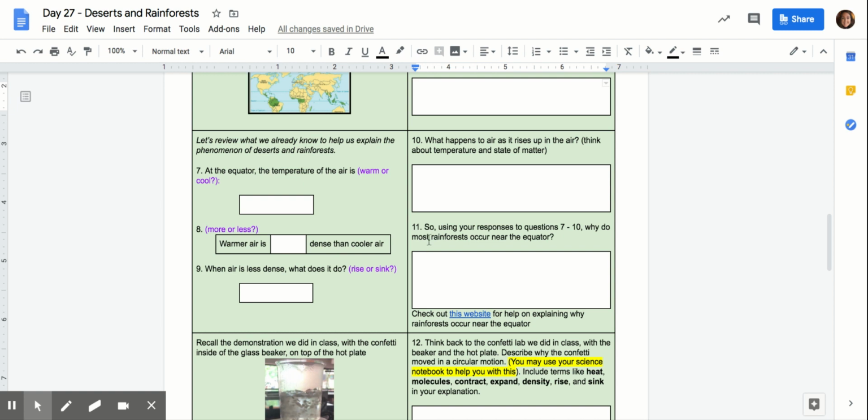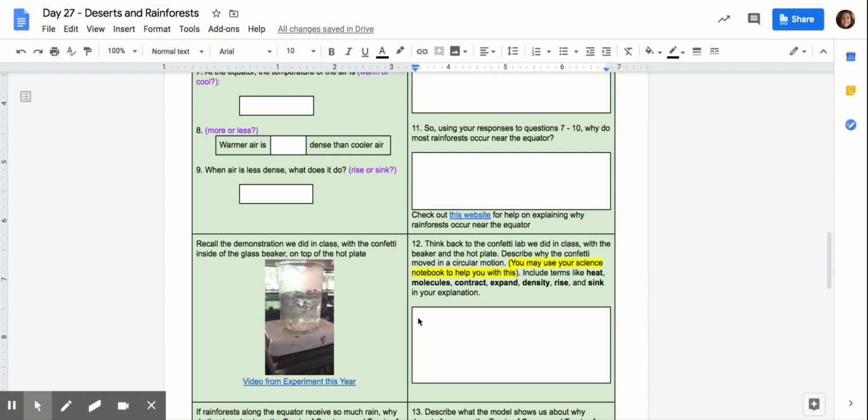Finally, using that knowledge, why do we think rainforests might occur near the equator? Remember, we know that a rainforest is a place that gets a lot of rain. So why do we think that there's a lot of rain in these regions near the equator? This answer should help you answer this. And if you want a little bit more help, check out this website, which has a short sentence that gives a very quick explanation about why rainforests occur near the equator.